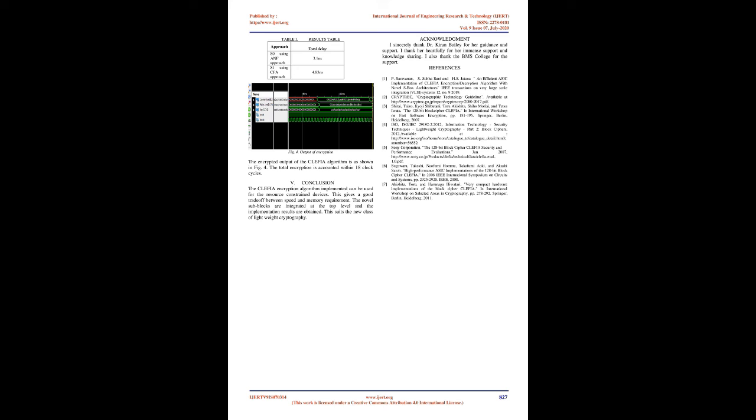A. Simulation results. The results obtained after implementing the S-boxes are depicted in Fig 2. The encrypted output of the CLEFIA algorithm is as shown in Fig 4. The total encryption is accomplished within 18 clock cycles.